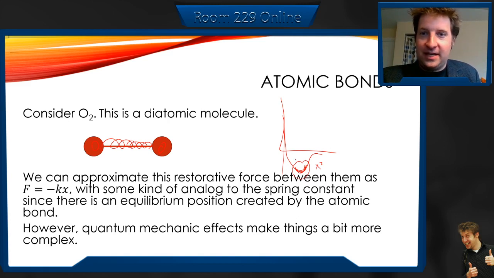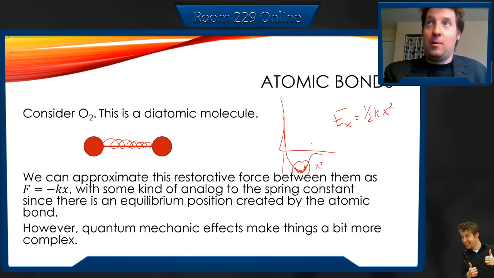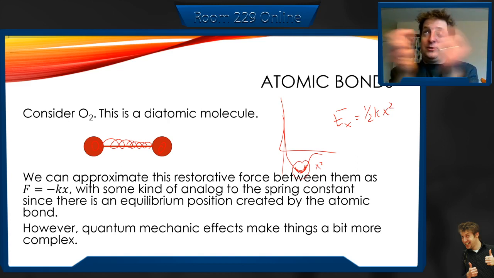Anyways, because this potential behaves like a quadratic, it ends up behaving like Hooke's law. Hooke's law, remember, has an elastic potential energy of 1/2 kx squared. This is the same idea, so these oxygen molecules are going to want to bounce back and forth and back and forth, and they have some sort of natural frequency that they vibrate at.